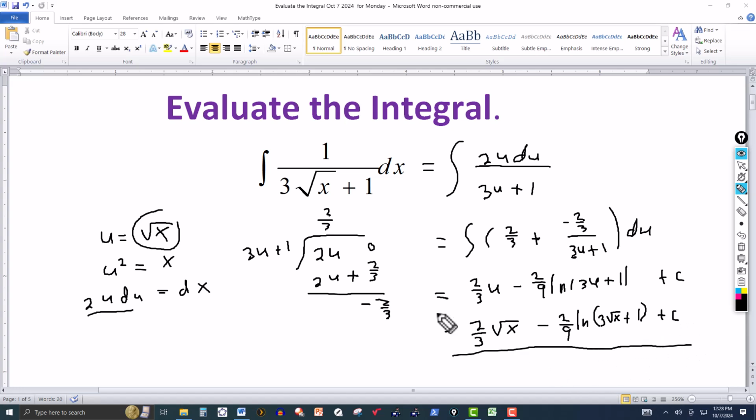That's your answer. 2/3 square root of x minus 2/9 ln of 3 square root of x plus 1 plus the constant of integration.